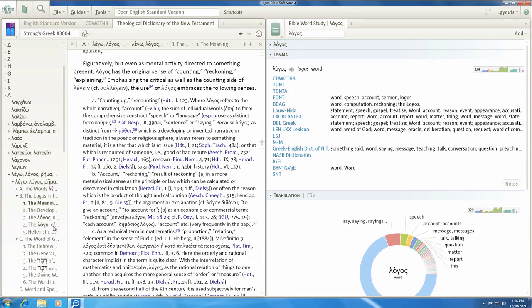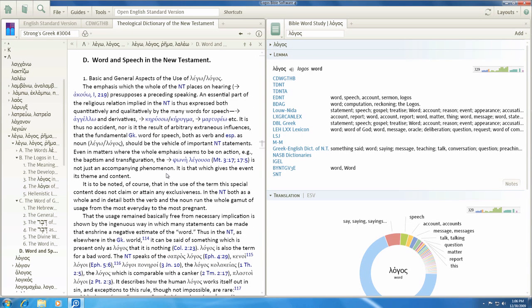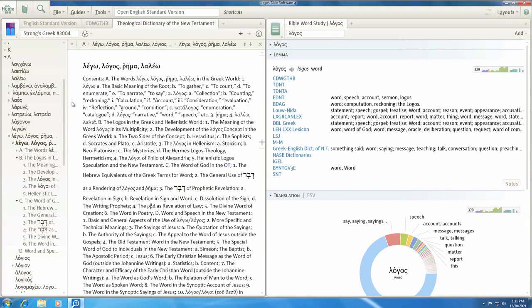I'm going to come over here to the table of contents and scroll down and look at this word and speech in the New Testament. You'll get to a subarticle that has detailed discussion on how this word is used specifically in the New Testament, which is just a lot of information on this word. And actually in print, TDNT is a massive 10 volumes. Know that this is a lot of information and it can be intimidating and overwhelming.